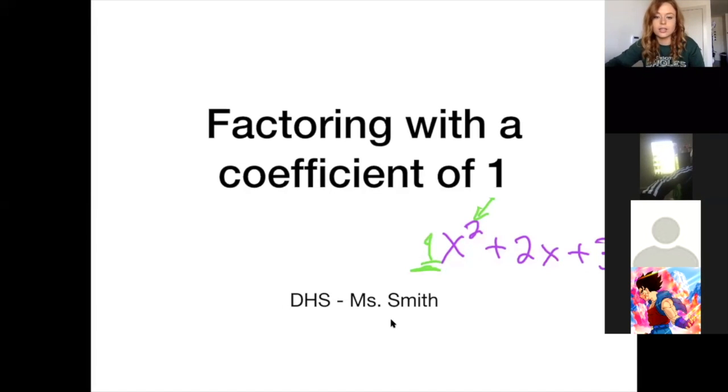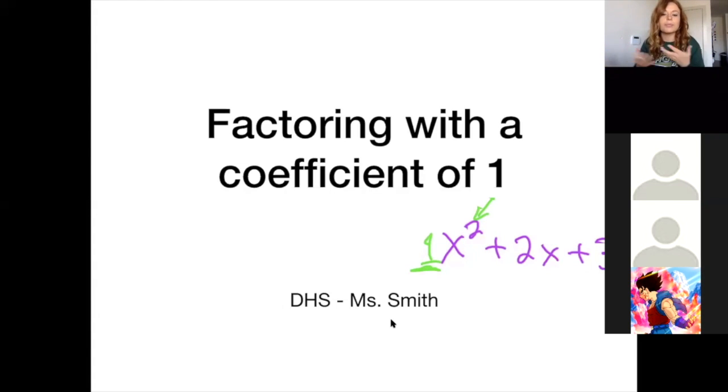We learned at the beginning of the year that mathematicians didn't like 1s for whatever reason, so they didn't write them. And so that's that invisible 1. So this is, today, a beginning stage, the easiest kind of factoring that we have, and it's whenever we have a leading coefficient of 1, okay?